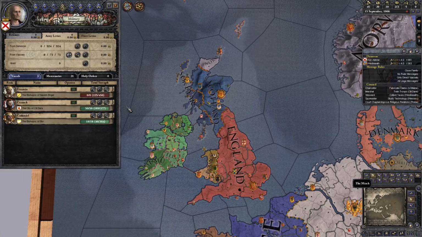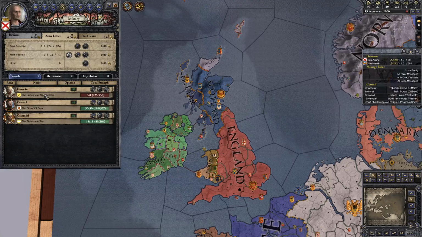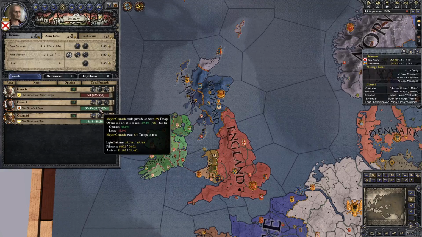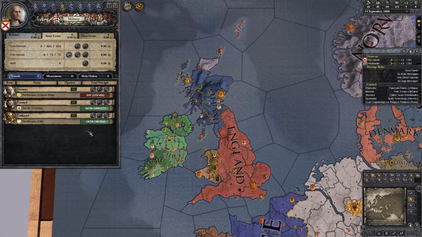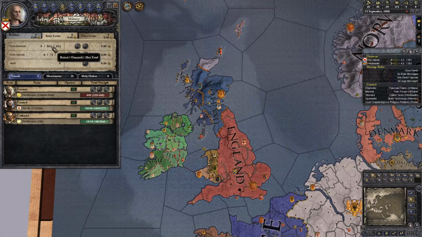Here's our military. Right now our other bishop won't give us any troops because he doesn't like us enough right now. But that's okay. We can always work on an opinion later on and change that. So if we raise all of our troops, we have 924 troops under our personal control.